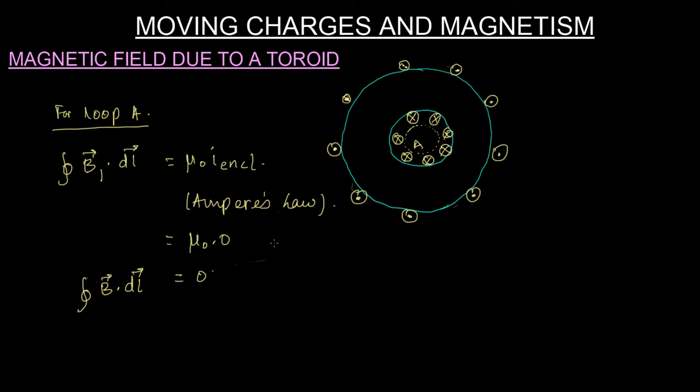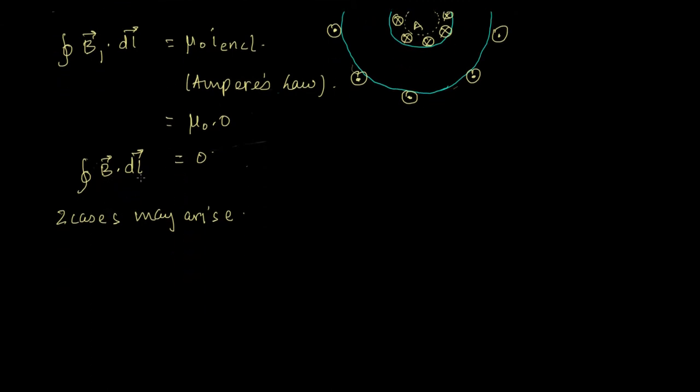Now there are two things, okay? There are two things. That this integral can be zero, okay? So two cases may arise. One is when this B is always perpendicular to DL, then this B dot DL will always go to zero. Right? That is one.